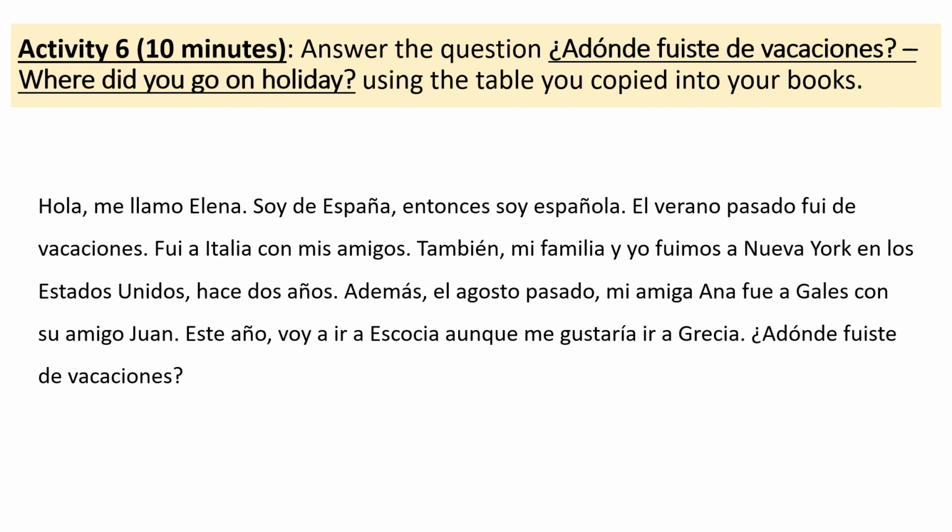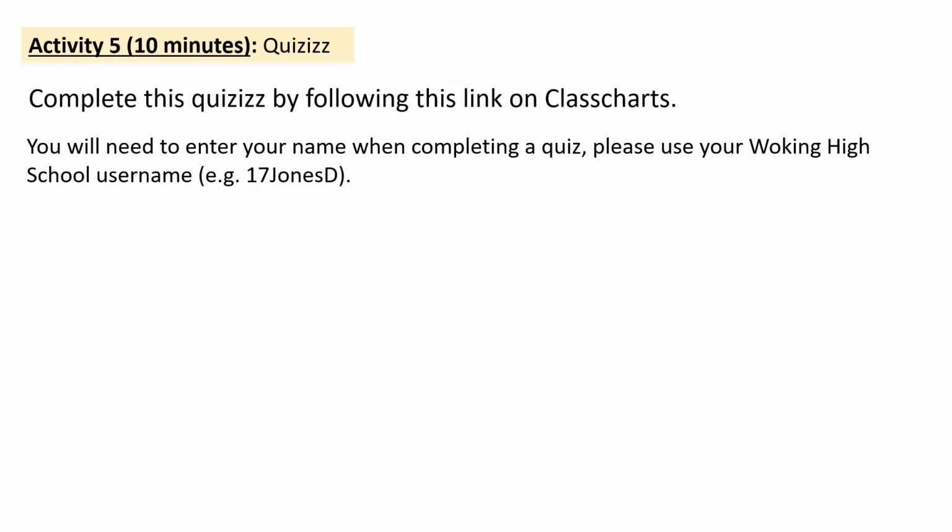So at this point, Year 9, you should have finished your mini paragraph answering the question, where did you go on holiday? Your final activity of today is to complete a quiz, which is going to test you on the content of the lessons we've done so far this half term. You can find the link to your quizzes by looking on class charts, and I'm excited to see how well you get on. Please now pause the video and go into class charts to do your quizzes.